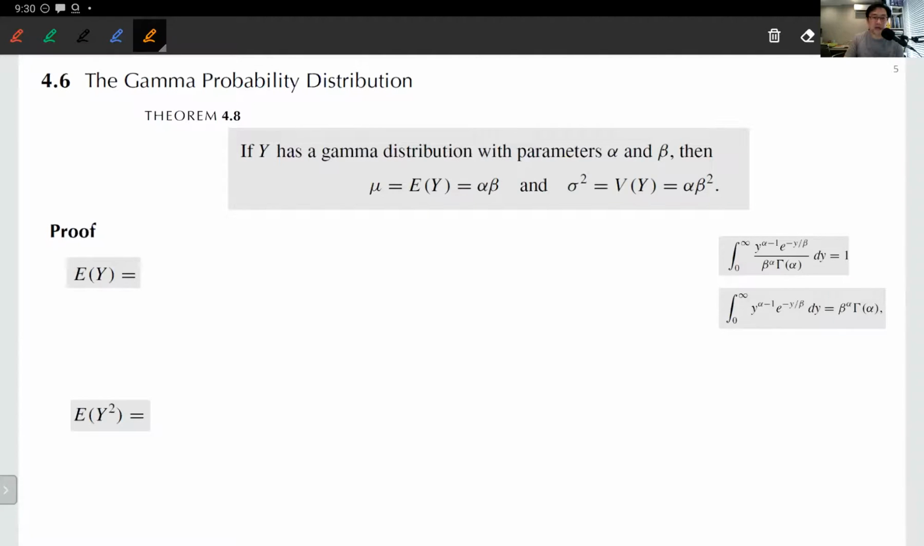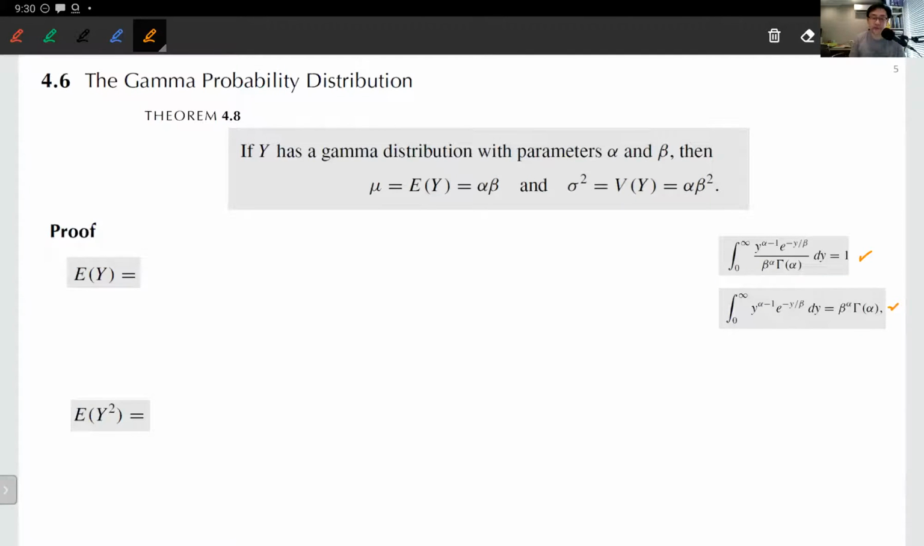Try to figure out the expected value of y. I put those two expressions, the gamma distribution and the gamma function, on the right for you so you don't have to slide back and forth. Here is a mathematical breakfast: find me the expected value of y, and of course the expected value of y squared.